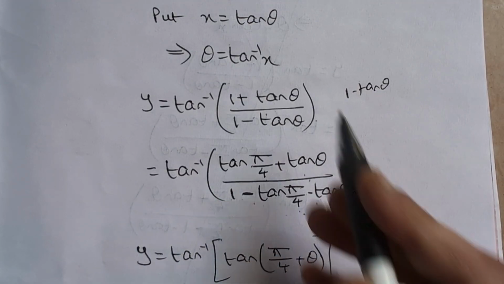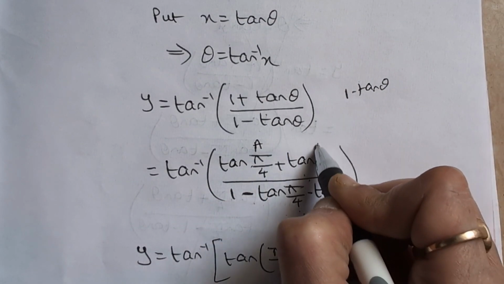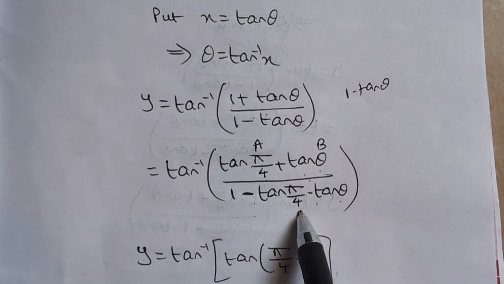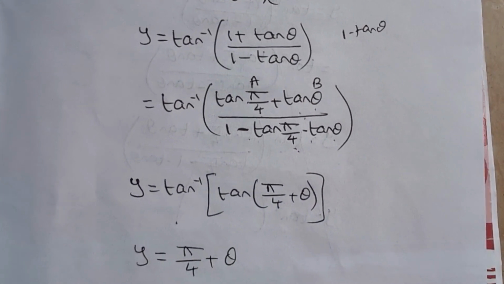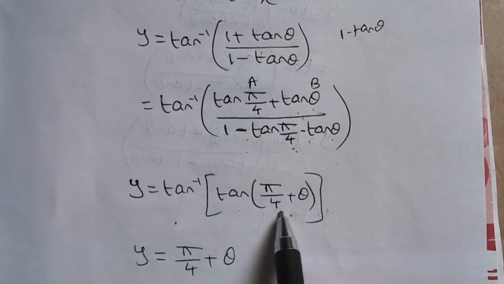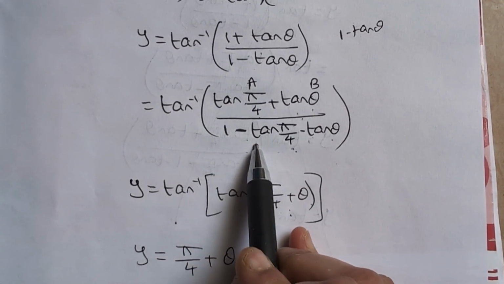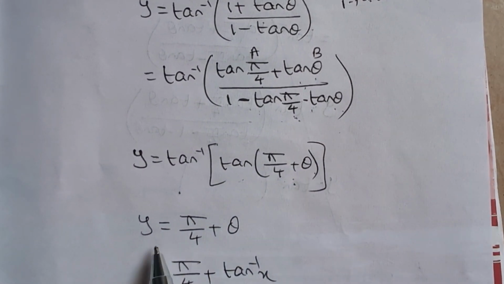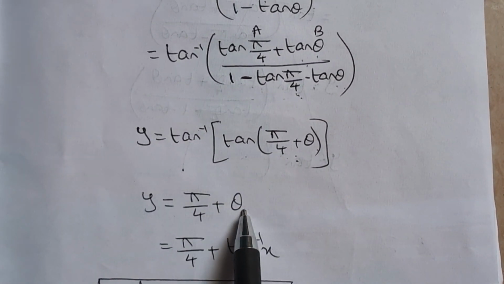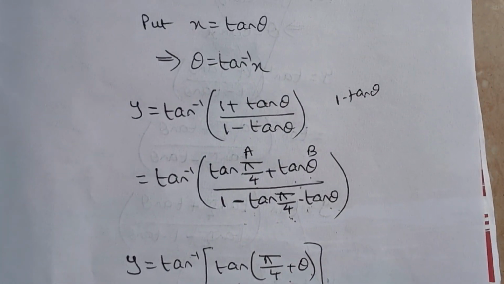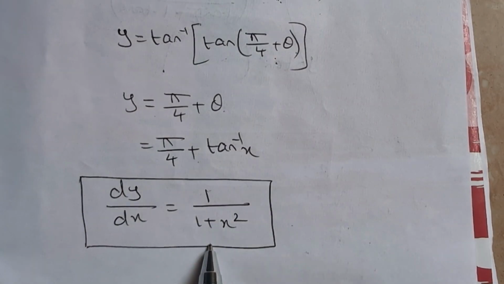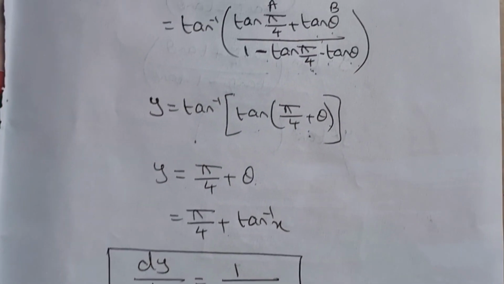Now if you look at this carefully, if you consider pi by 4 as a and theta as b, this is of the form tan inverse of tan a plus tan b upon 1 minus tan a tan b, which is nothing but tan of a plus b, tan of pi by 4 plus theta. So y is finally pi by 4 plus theta, where theta is tan inverse x. So pi by 4 plus tan inverse x. Now dy by dx is 1 upon 1 plus x square. Okay, so this came in an MCQ.